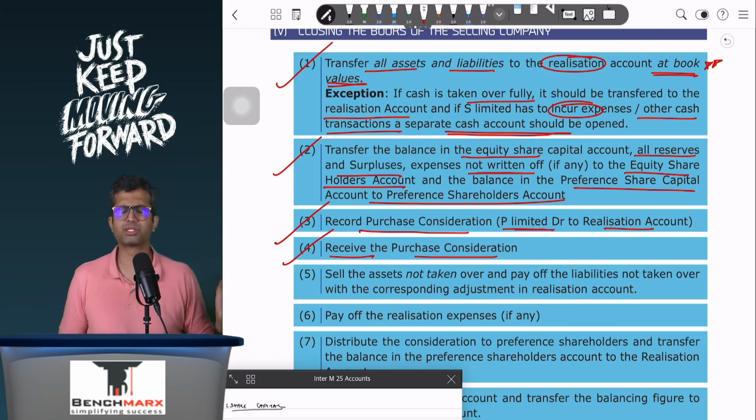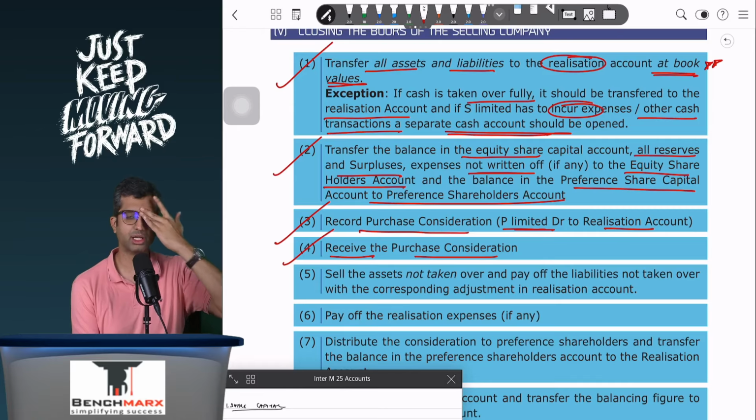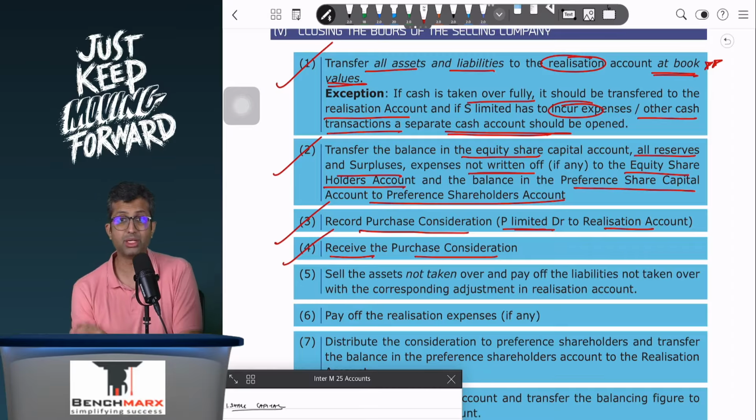Ideally, it is expense account debit to bank, but all accounts are closed, and hence when you pass this entry, you'll have realization account debit to bank for assets or liabilities which are not taken over and which are discharged. It will be liabilities account debit, ideally to bank, but liabilities closed in realization account, so realization account debit to bank.